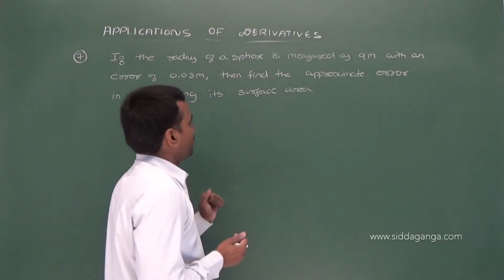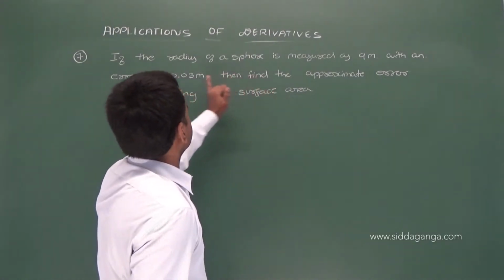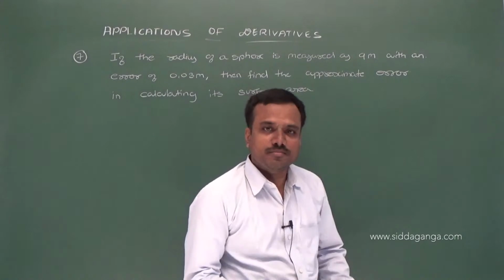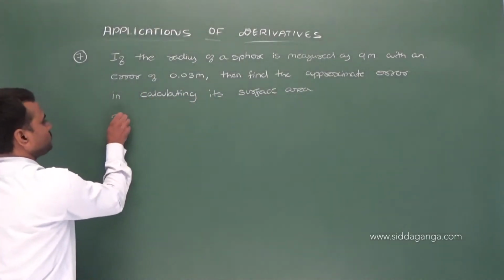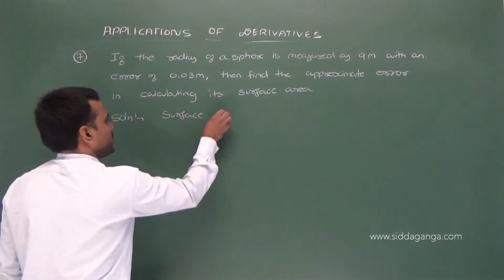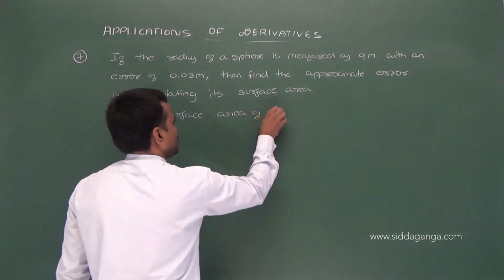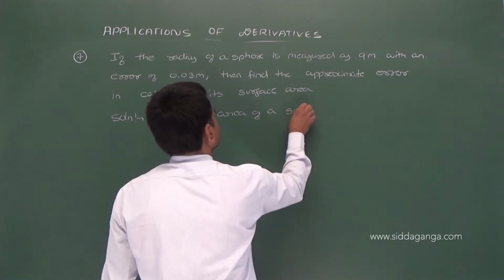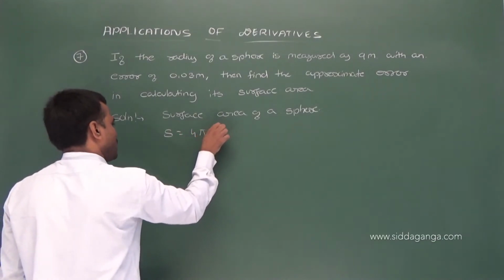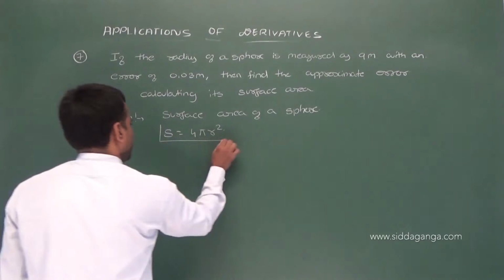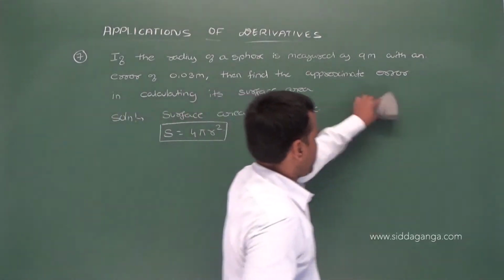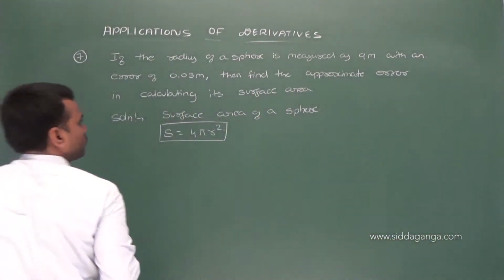So what do you have to find out here? We have to find out delta S. He has given r is equal to 9 meter and delta r is 0.03 meter. So write the solution. Surface area of a sphere, S is equal to 4 pi r square.